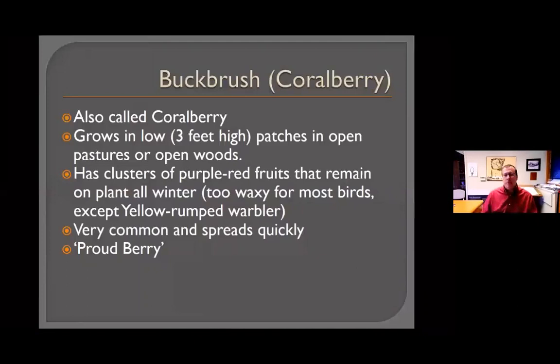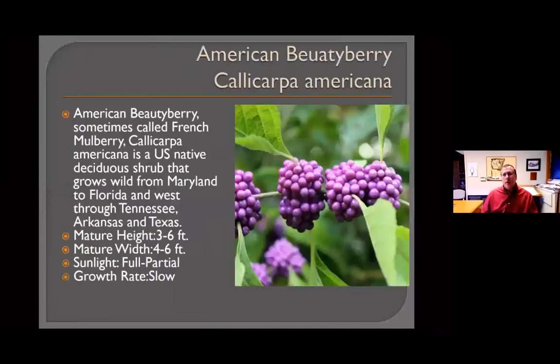but it should be utilized more. You can see the variety Proudberry is one that produces lots and lots of blooms around the stem of the plant. American beautyberry has whitish blooms in the summer months, and then you can see these bright purple blooms that cluster around the stem.